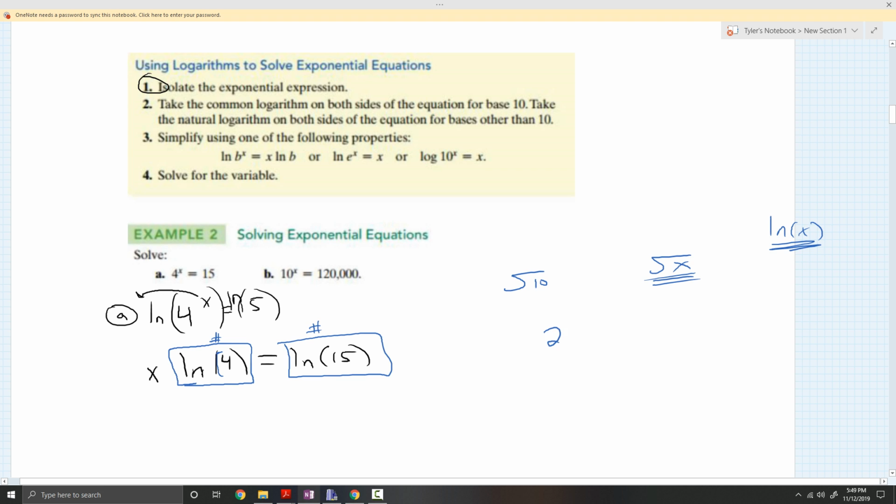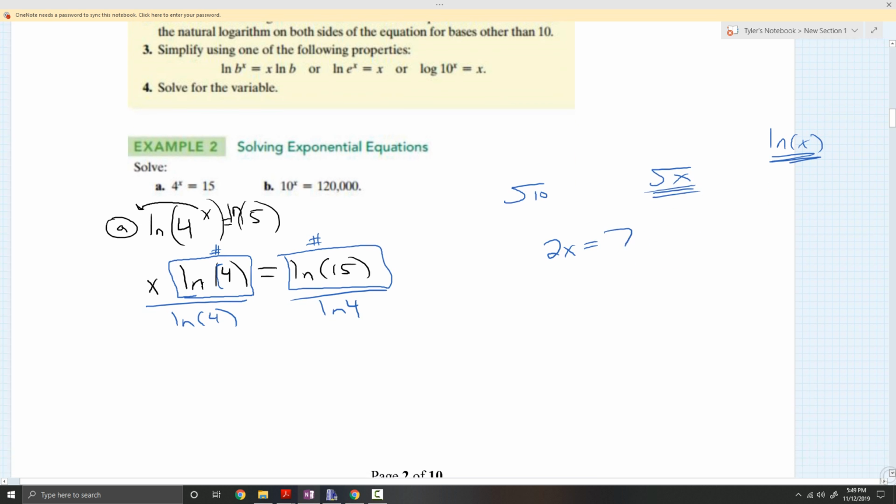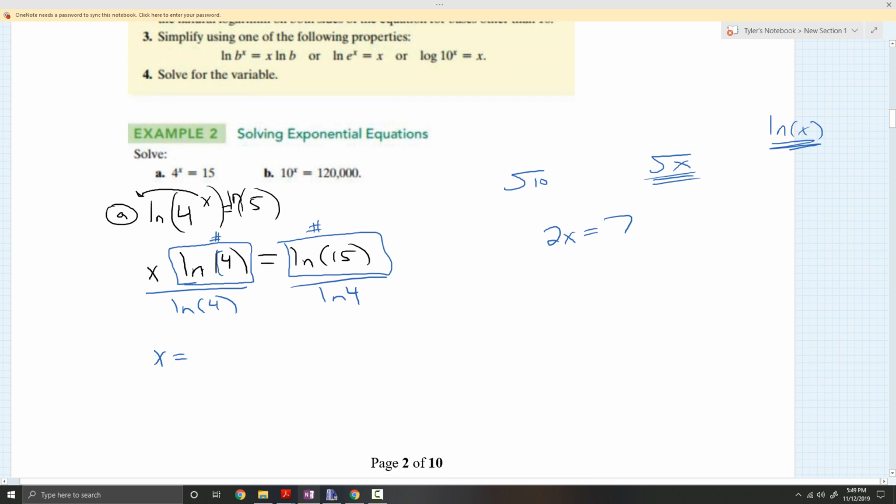Just like if I had 2x equals 7, I would divide both sides by 2. Same idea. I'm going to divide both sides by the natural log of 4. Then what I end up getting is x by itself, because this just reduces down to 1. x equals the natural log of 15 divided by the natural log of 4. So this is the exact answer, and we could get an approximation using a calculator.